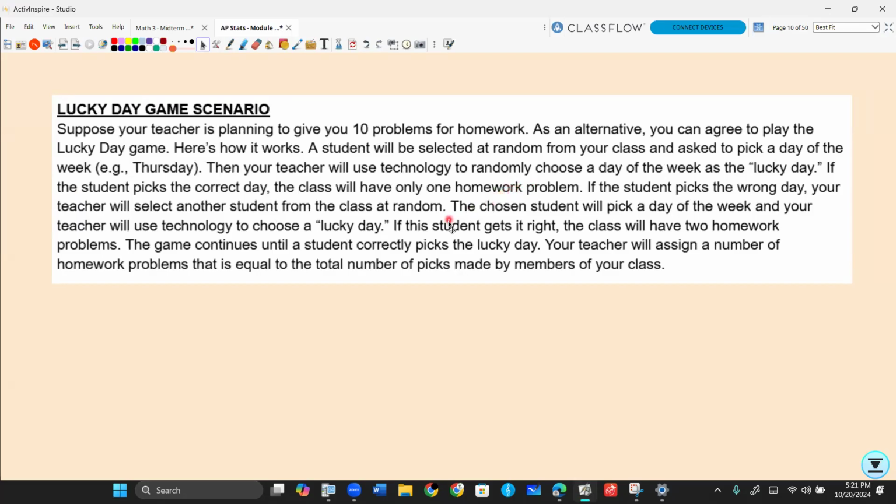If the student picks the correct day, the class will have only one homework problem. Yay. If the student picks the wrong day, your teacher will select another student from the class at random. The chosen student will pick a day of the week, and your teacher will use technology to choose a lucky day. If the student gets it right, your class will have two homework problems. The game continues until a student correctly picks the lucky day. Your teacher will assign a number of homework problems that is equal to the total number of picks made by the members of your class. Does that seem fair to you?